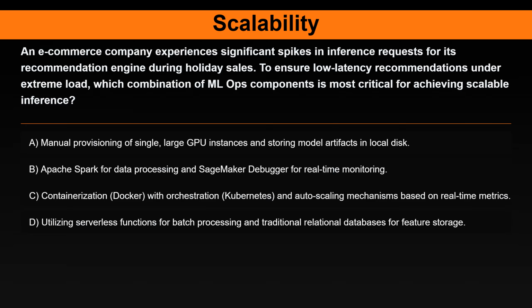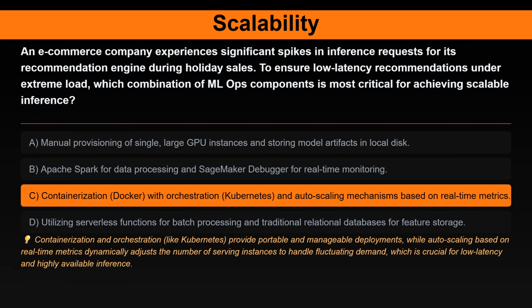Option A. Manual provisioning of single, large GPU instances and storing model artifacts in local disk. Option B. Apache Spark for data processing and SageMaker Debugger for real-time monitoring. Option C. Containerization, Docker, with orchestration, Kubernetes, and auto-scaling mechanisms based on real-time metrics. Option D. Utilizing serverless functions for batch processing and traditional relational databases for feature storage.